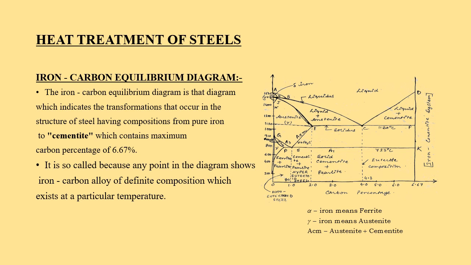at a particular temperature. An equilibrium diagram is constructed by plotting temperature along the y-axis and percentage composition of alloy along the x-axis. This diagram shows ranges of temperatures and compositions within which the various phase changes are stable and also the boundaries at which the phase changes occur.